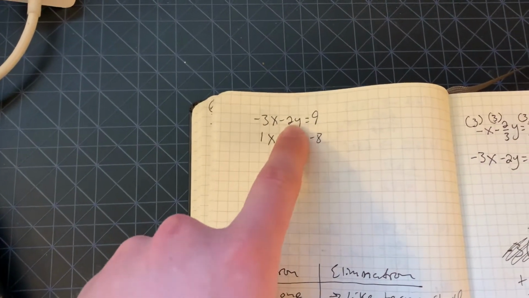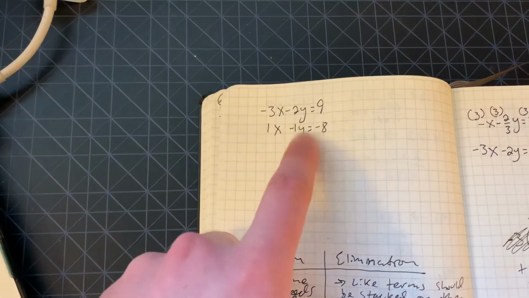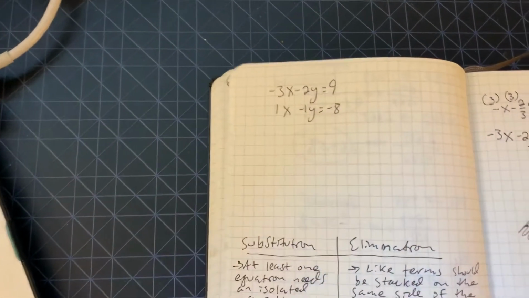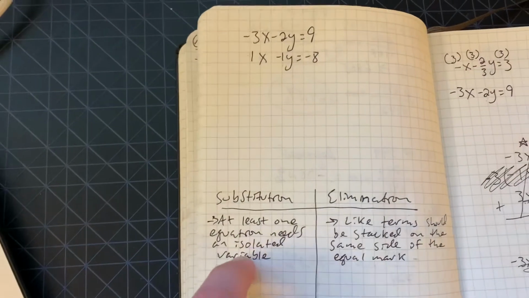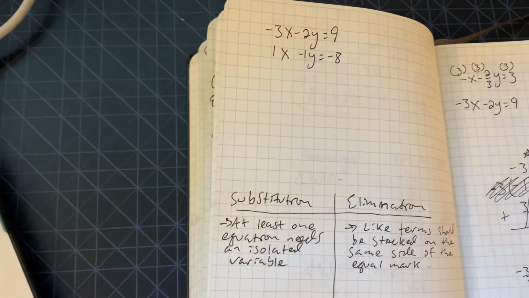X is on the same side as y is on the same side as x for both of these equations. So in order for substitution to work, we would need to do some rearranging with at least one of those equations.